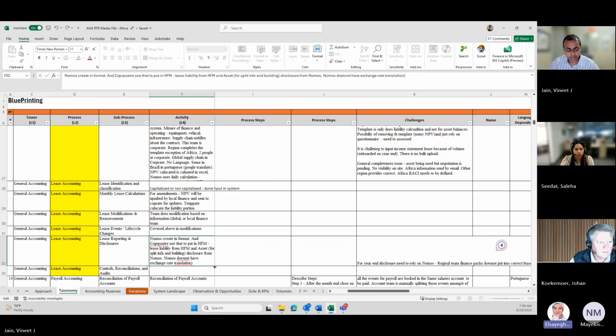And you don't have the translation on Nomos, correct? So Nomos is not able to do exchange rate translation. So you are doing this manually. This is a challenge on the reporting currency. Correct. We use a Power BI report. So we extract all of the reports and then we put them into Power BI. And Deloitte has assisted us with building that Power BI tool. And that is the tool that then translates the reports from Nomos, which allows us to check the numbers against HFM. Okay, thank you.